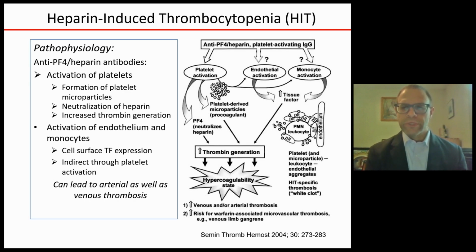I won't go through this slide in too much detail, but it is just showing the mechanism of what's happening with HIT, where there's activation of platelets through these PF4 antibodies, as well as endothelial activation or damage, leading to both the clotting risk in arteries and veins.